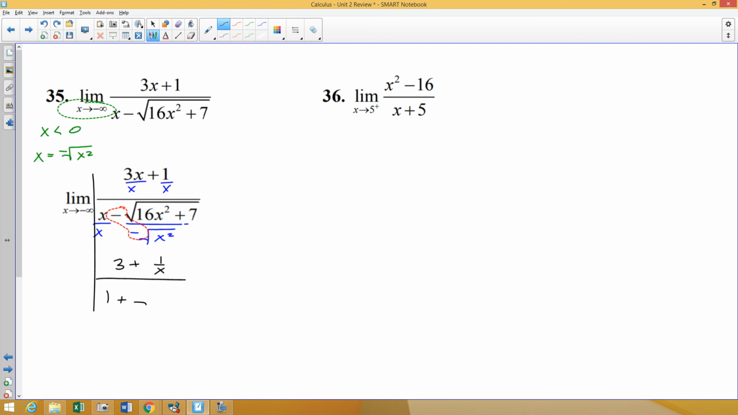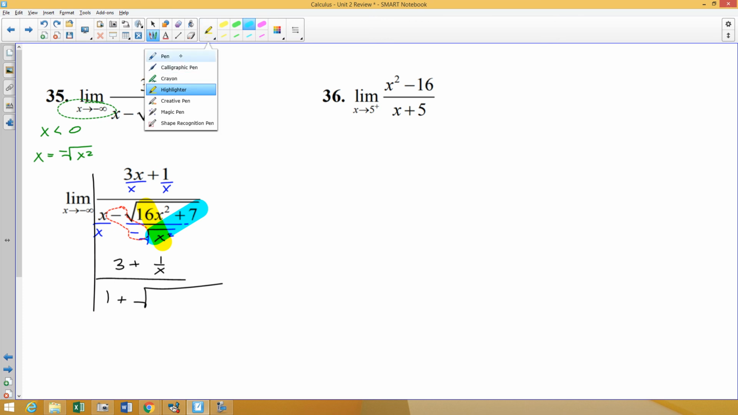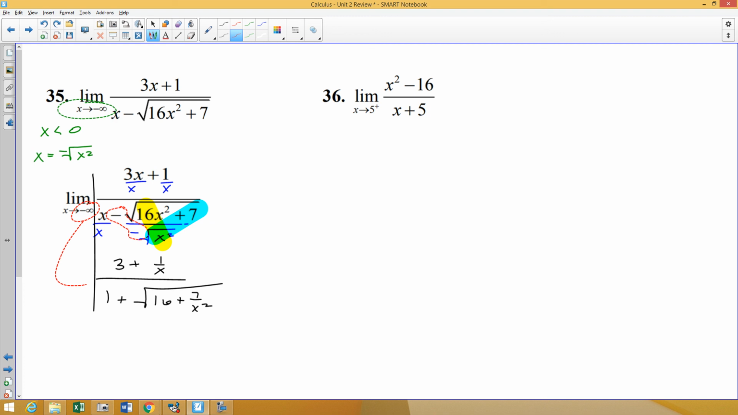And then I have the big square root, and just like all the others, we will divide each of these, 16x squared over x squared and 7x squared over x squared. So that gives me 16 and 7 over x squared, doesn't reduce. And finally, I will take my limit, and I want to know what's happening as we go towards infinity. And both of these numbers over infinity will approach 0. Giving me a final answer of 3 plus 0 over 1 plus the square root of 16, which cleans up to 3/5, and there's our answer.